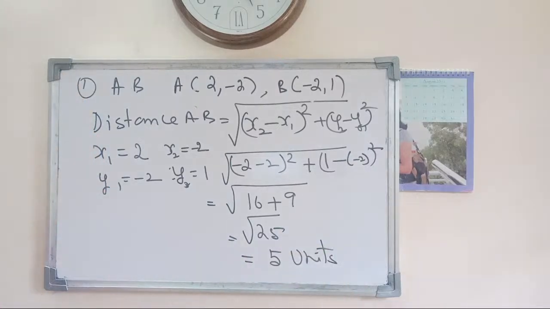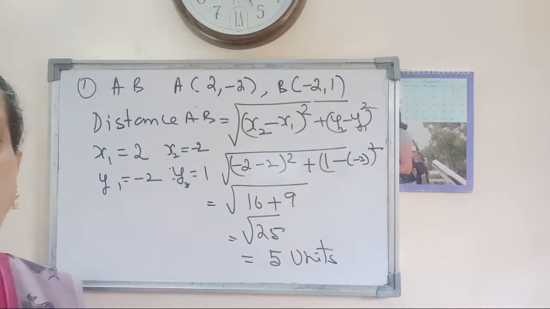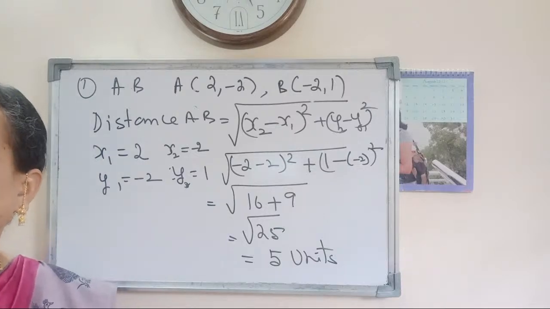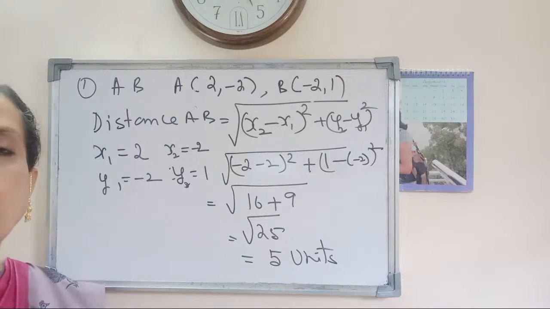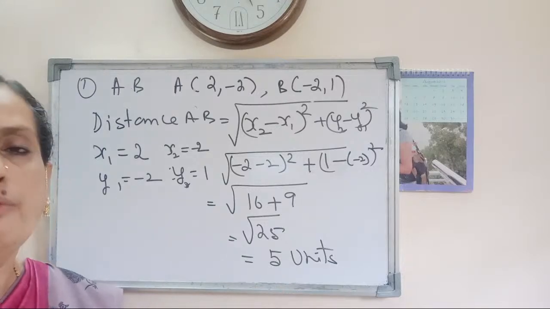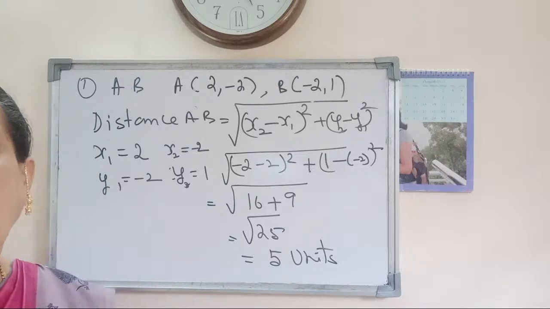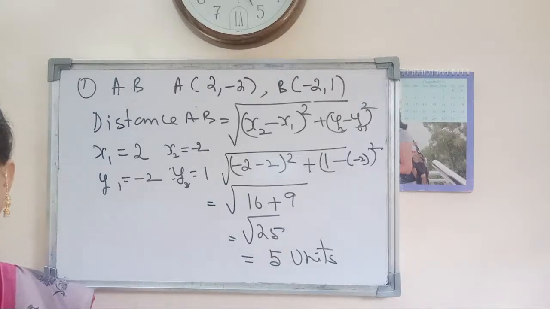So don't think you will always get a perfect square, it is not necessary. You may get a number which is not a perfect square, and even that we should consider. It is the distance between the 2 points of a given ordered pair. Is it clear? Please take down this.